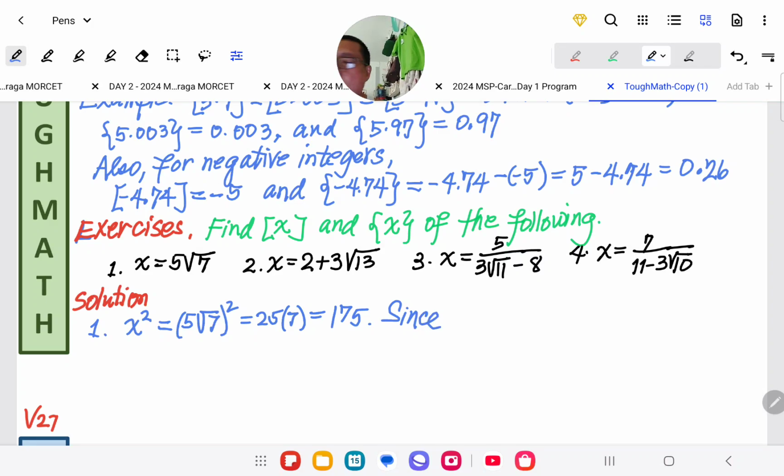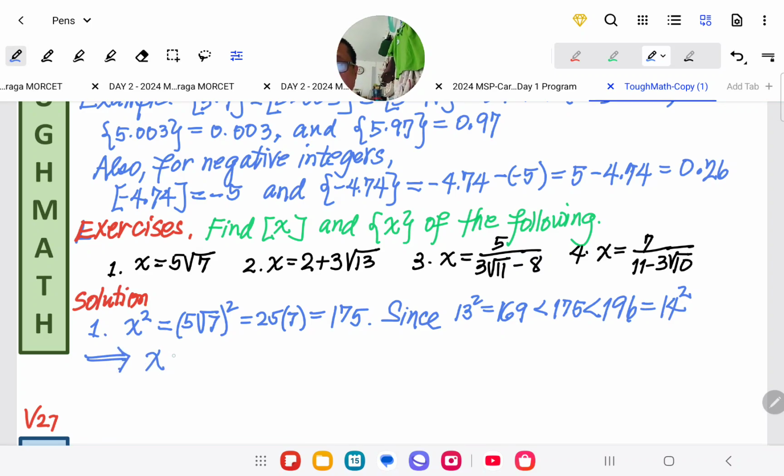Now, since 13 squared, which is 169, is less than 175, but 175 is less than 196, which is the square of 14, then it must be that x, which is equal to 5 square root of 7, must be equal to 13 plus 5 square root of 7 minus 13.